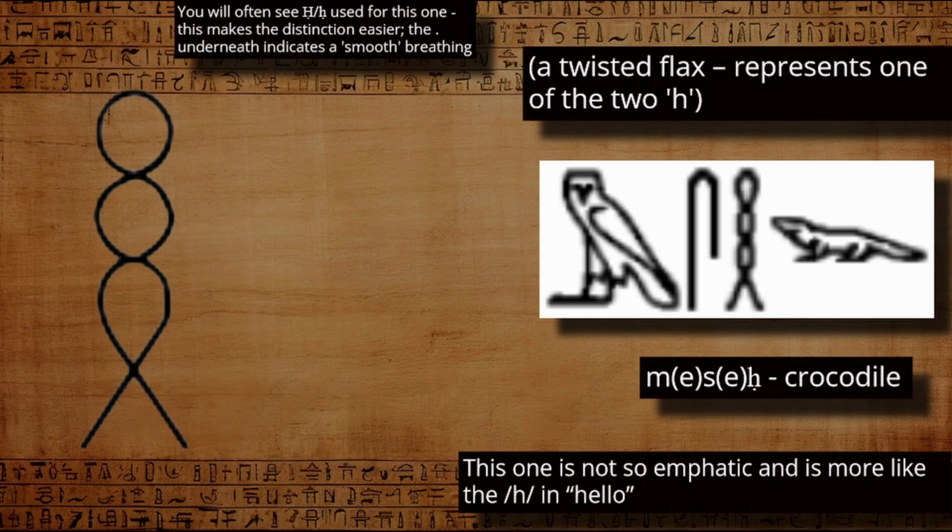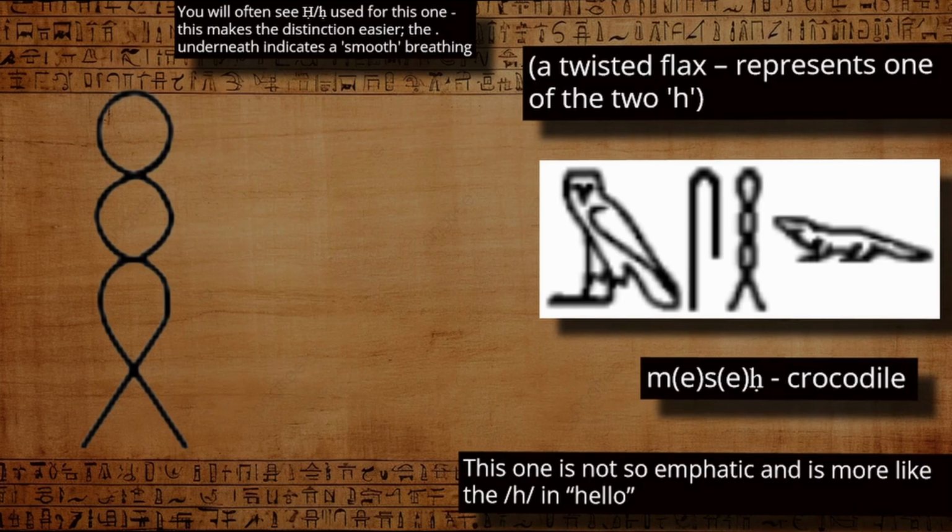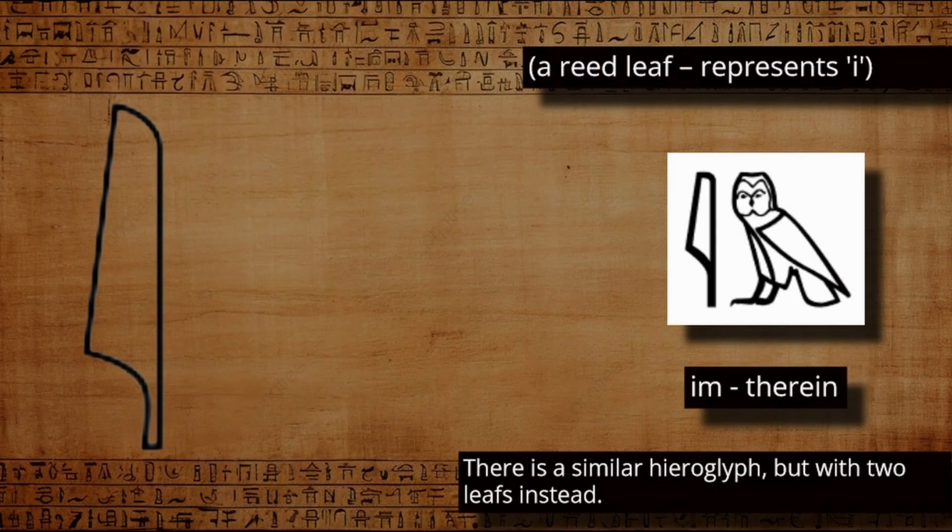Now we see a beautiful owl, our twisted flax and a crocodile ideogram. The word mesech means crocodile. Next up is the I sound. Actually, it's hovering between I and J, represented by a reed leaf, the kind that grows by riverbanks.